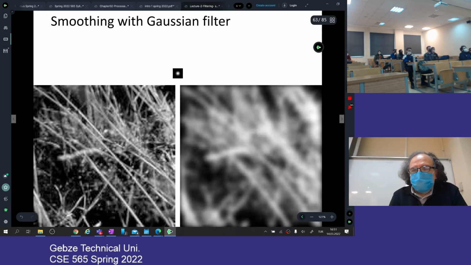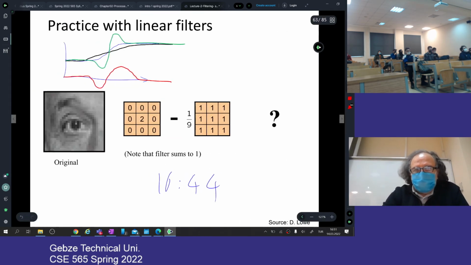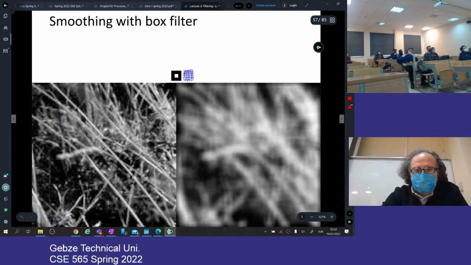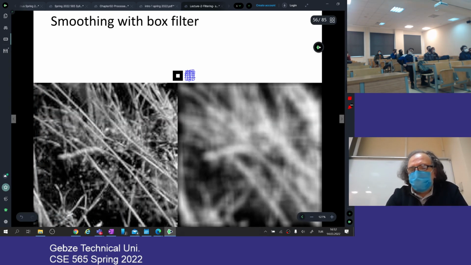Okay, good. So this is a smoothing filter using the Gaussian. Remember this one? This one was the smoothing filter. This one was the smoothing filter with the box filter, just that square kind of filter.